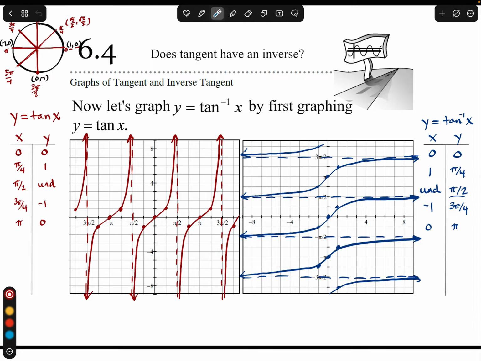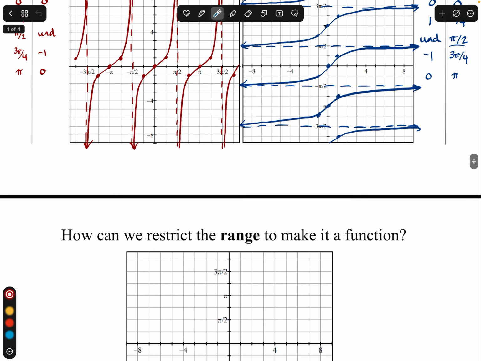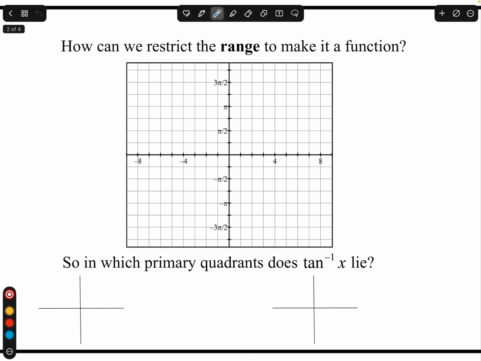And so here's what that's going to look like. We're going to think about cutting out just this center part of it right here, between our asymptotes at negative pi over 2 and pi over 2. So we can start out here. Let's draw those in first.